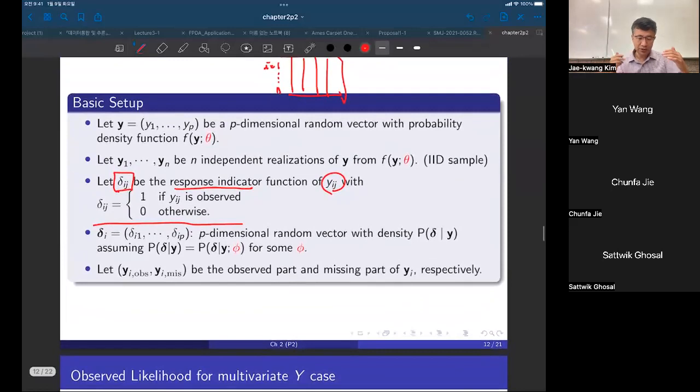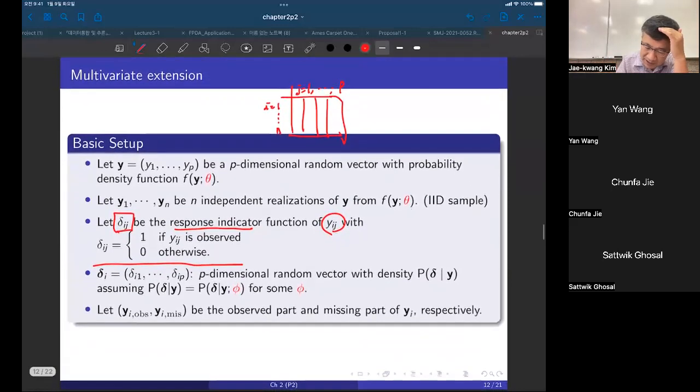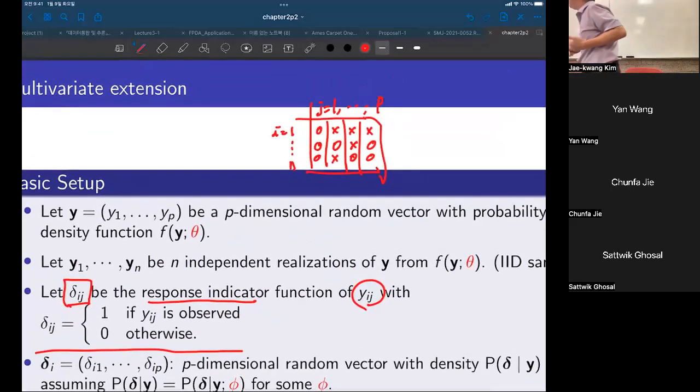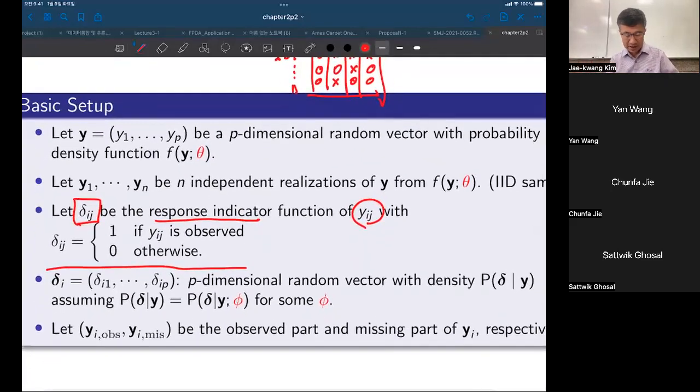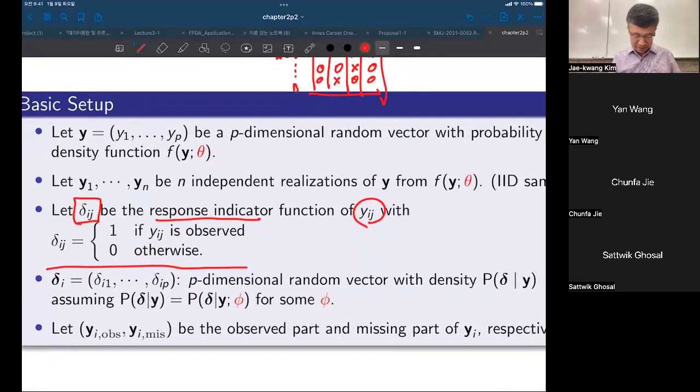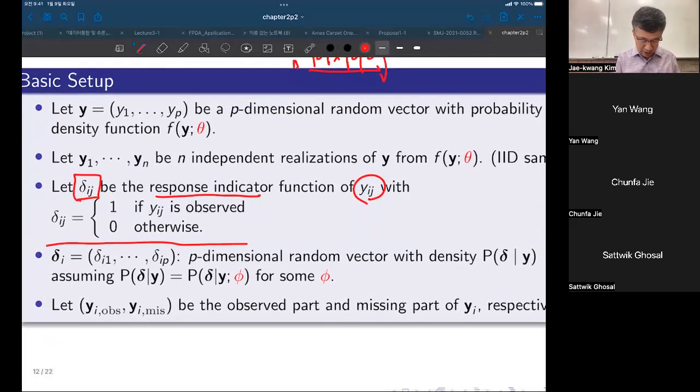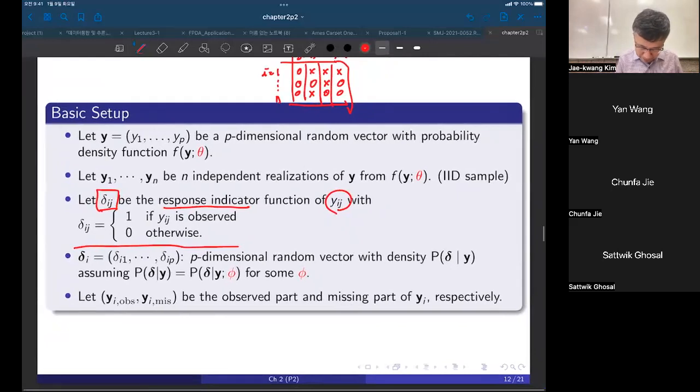So then it's very tricky, because we can have many different patterns of missingness. We can have all kinds of missing structure. So you can see that this is quite a general setup. Here we're going to introduce some notation.